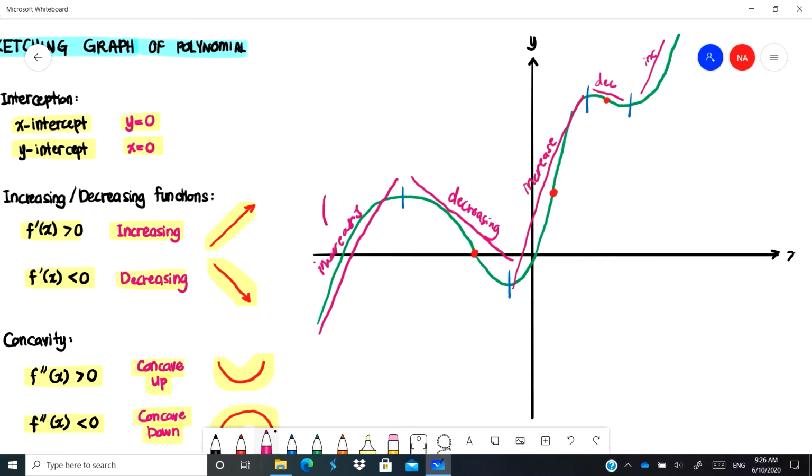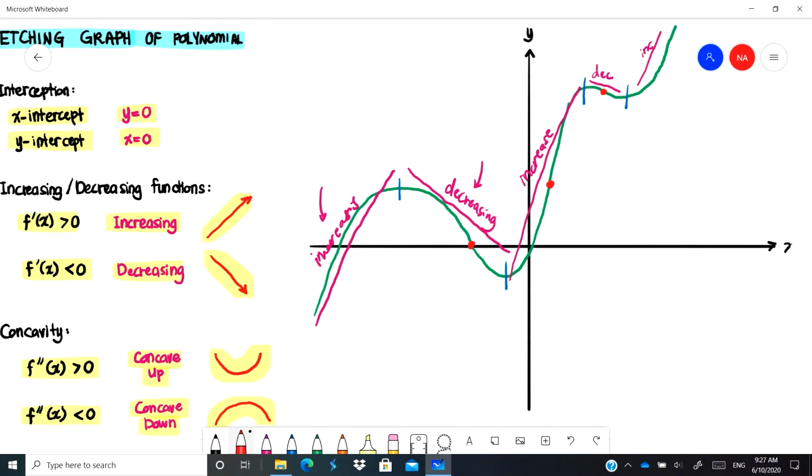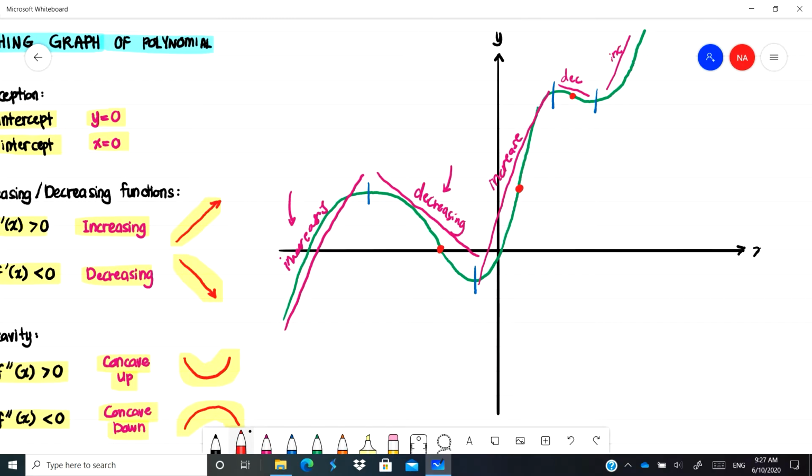To determine this, f prime is greater than 0 for increasing, and f prime is less than 0 for decreasing. But now we're going to look at the concavity, where the concavity is the shape of the curve. We look at this curve: from this to this, it is concaving down. But from this point onwards, it is concaving up, something like this.